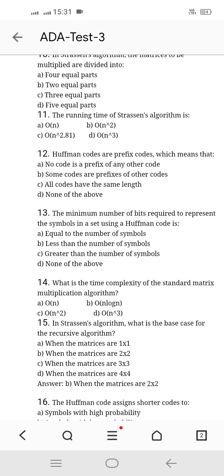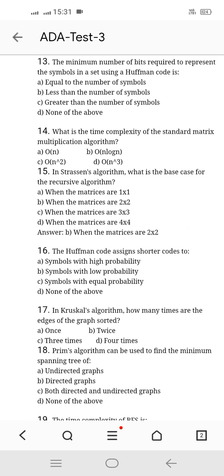11th, Huffman codes are prefix codes, which means that option C, all nodes have the same length. 13th, the minimum number of bits required to represent the symbols in a set using a Huffman code is option B, less than the number of symbols. 14th, what is the time complexity of the standard matrix multiplication algorithm? Option D, order of n cube.